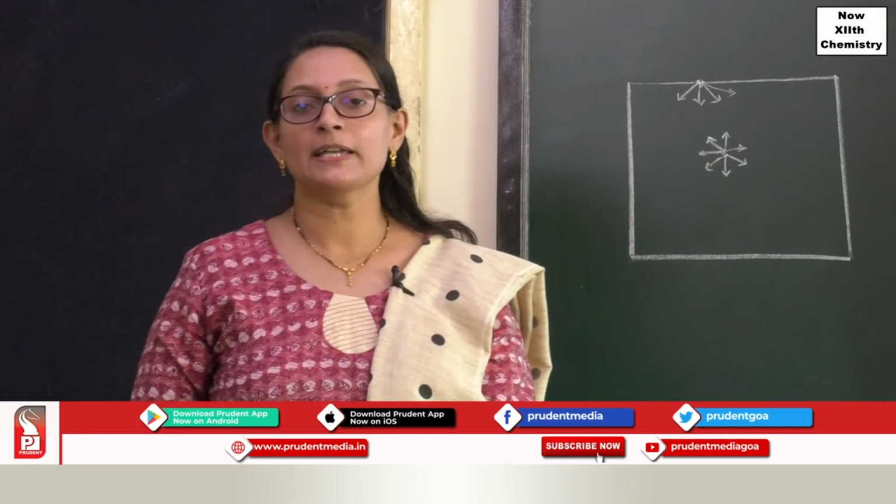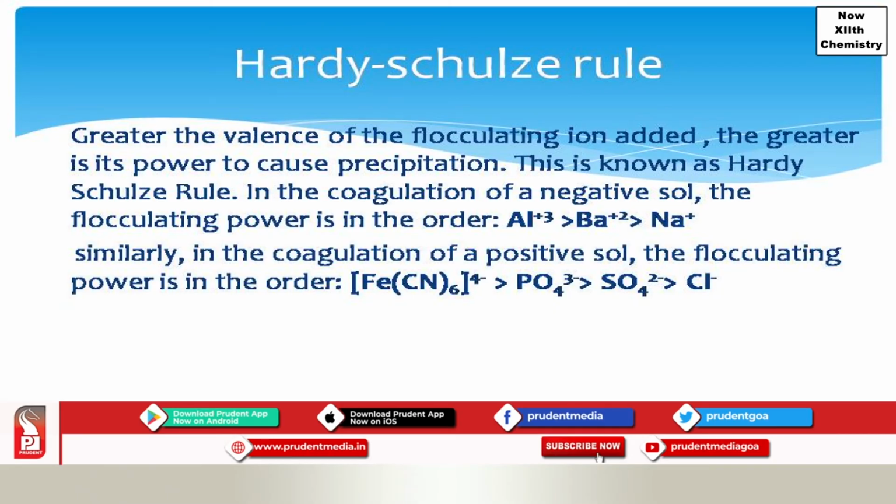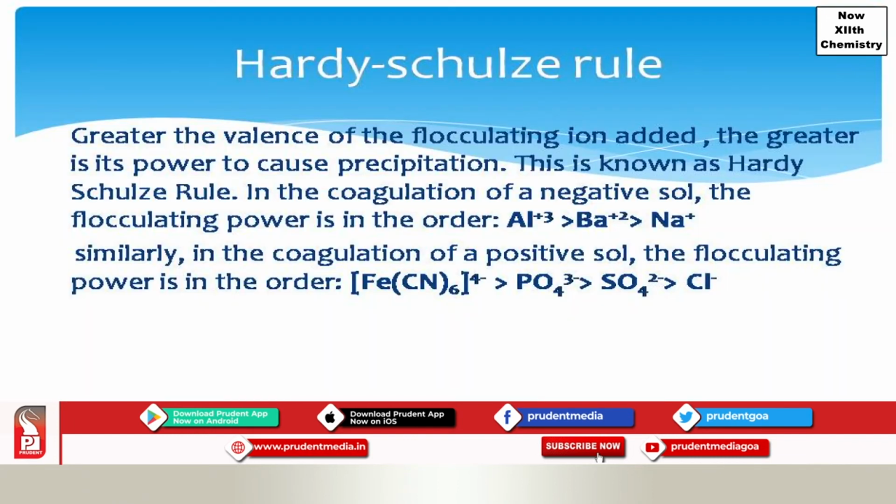Now, there is a concept called the coagulating ion or flocculating ion. What is this flocculating ion? A flocculating ion is the ion which is responsible for neutralizing the charge of the colloidal solution. There is a rule which governs the flocculating power of different ions, called the Hardy-Schulze rule. What does the Hardy-Schulze rule say? The greater the valence of the flocculating ion added, the greater is its power to cause precipitation.